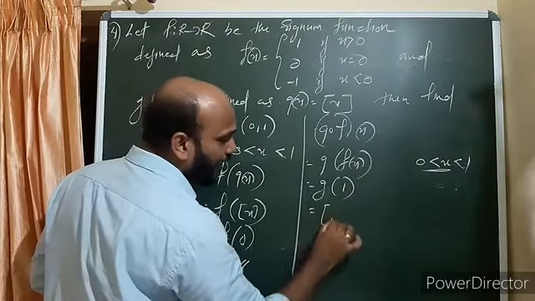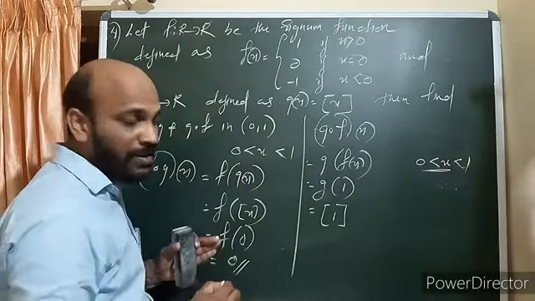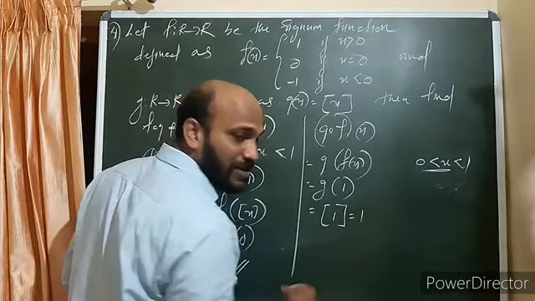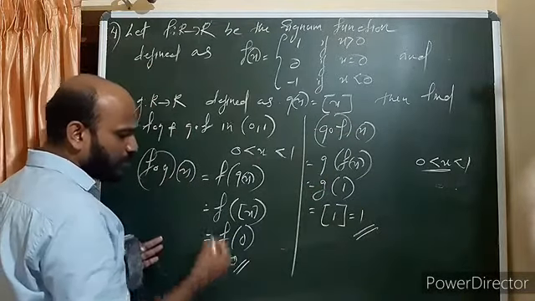g of 1 means greatest integer of 1. What is the greatest integer of 1? That is equal to 1 itself. So g of f of x equals 1 we are getting, and f of g of x equals 0.